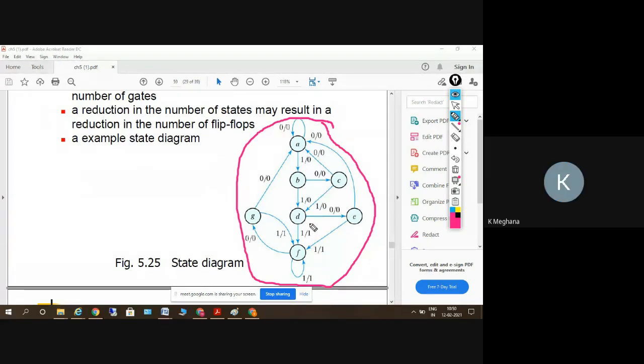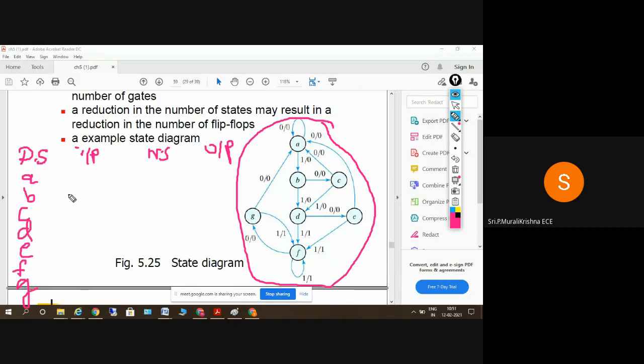Yes, sir. So this is a Mealy model. We have to draw the state table now. The state table should consist of present state, input, next state, and output. We have all these columns here. Present states are A, B, C, D, E, F, G.